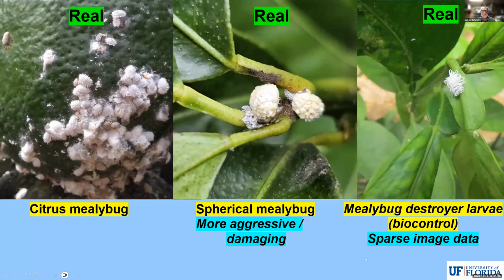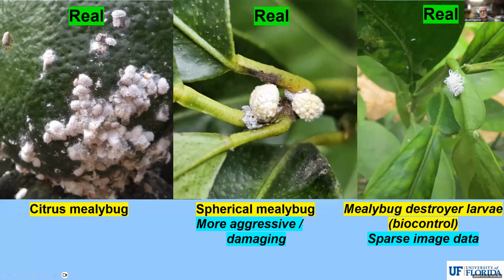This is a citrus mealybug. It's a pretty bad problem, but even worse is the spherical mealybug. It's more aggressive and damaging. And then we also have this biocontrol. It's the mealybug destroyer larvae, which is basically a ladybug, but the larva looks just like a mealybug. So obviously it's really important to be able to tell. If I had an app that identified them, it would be important for the app to be able to recognize the beneficial biocontrol on the right versus the really damaging spherical mealybug versus the regular citrus mealybug.